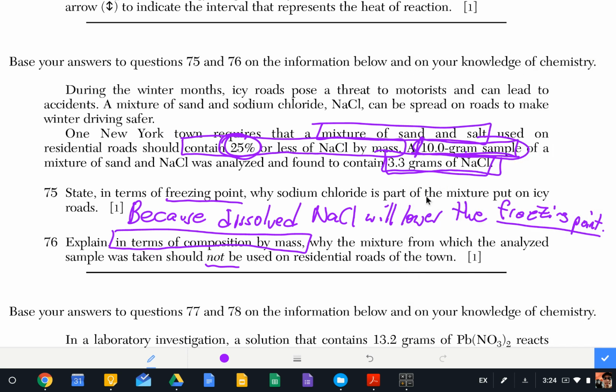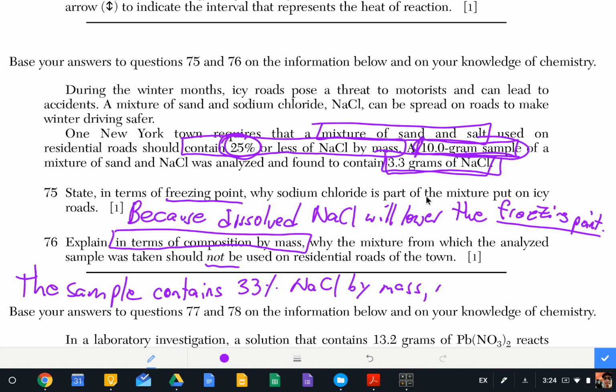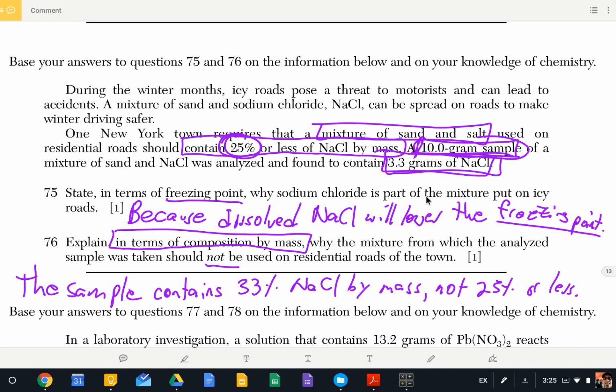So that's it. So let's write that. So the sample contains 33% NaCl by mass, not 25% or less. So it's too much salt. All right. Not bad. Let's go to the next two problems. Right. I'll leave those there for now.